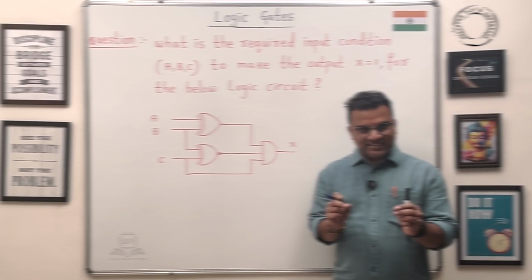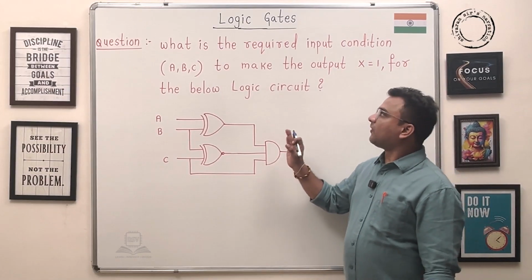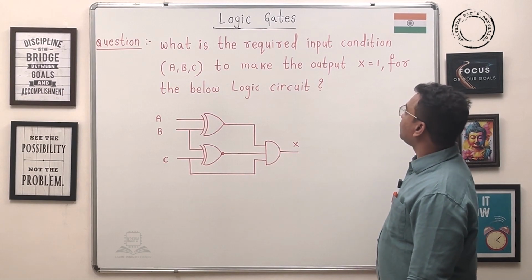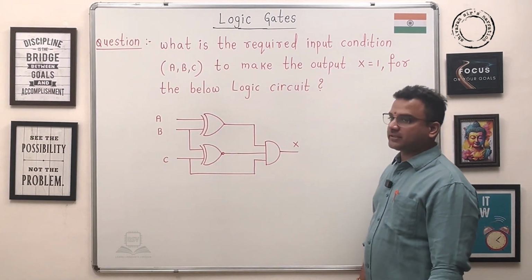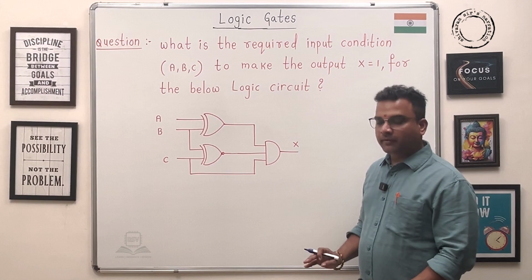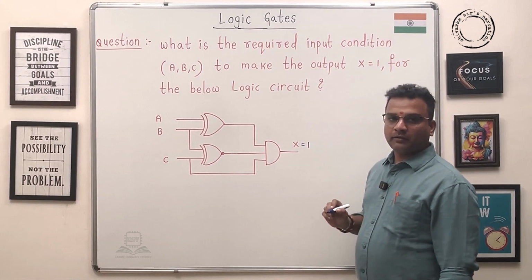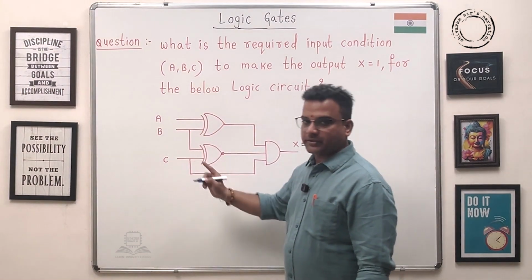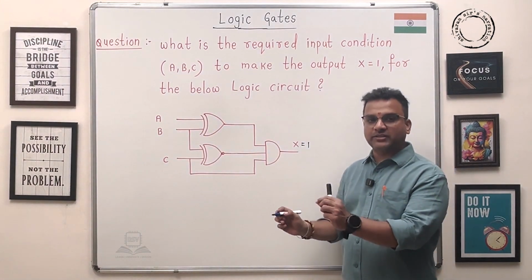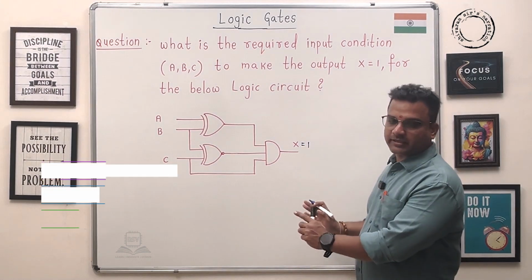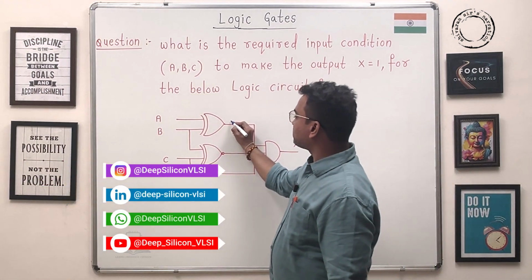Okay, let's see another model. What is the required input condition a, b, c to make the output x = 1 for the below logic circuit? Here also it is the same. They are expecting the output to be 1. What are the input combinations? What might be the a value, b value, c value? That's it. Now guys, here as per the design, what is the expression?